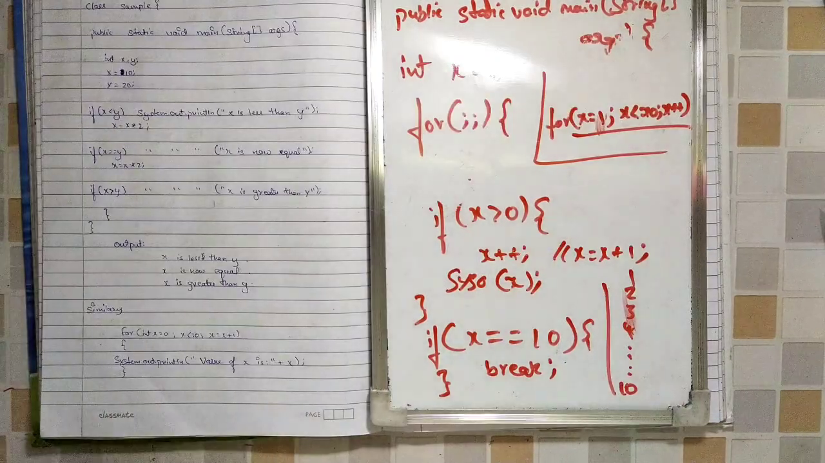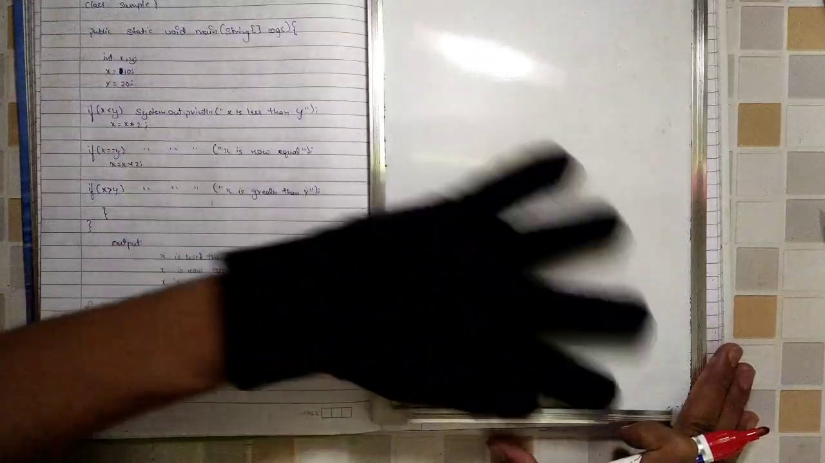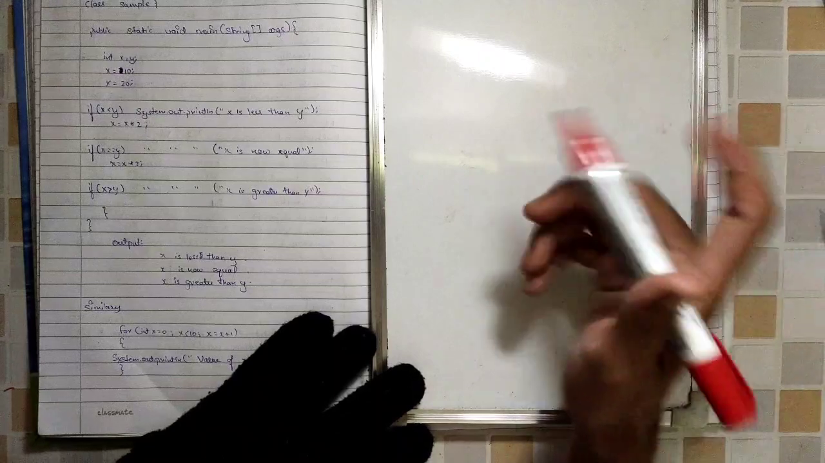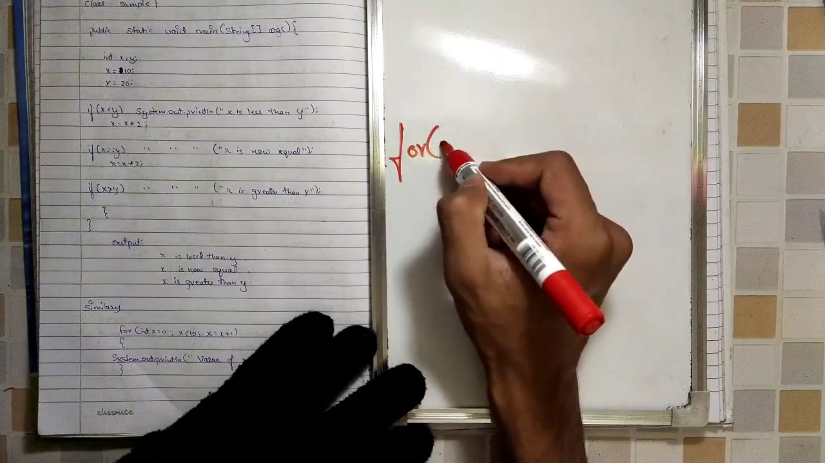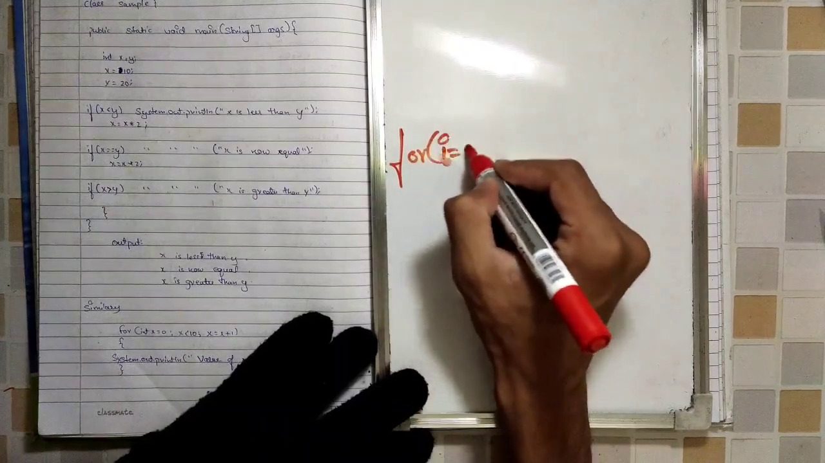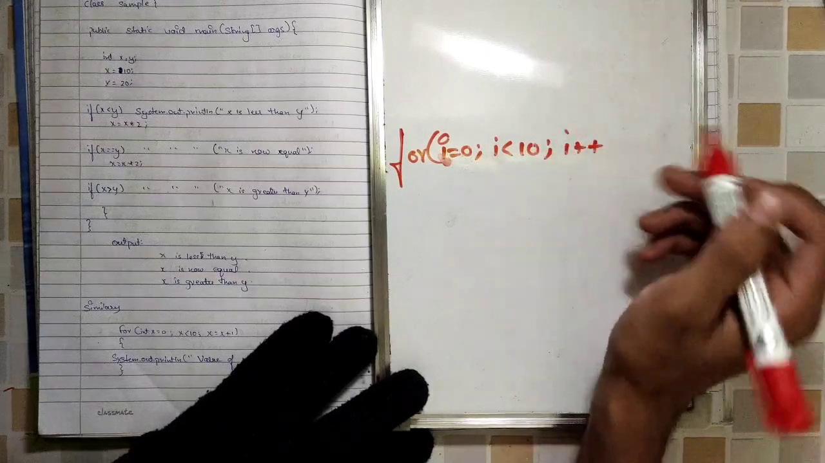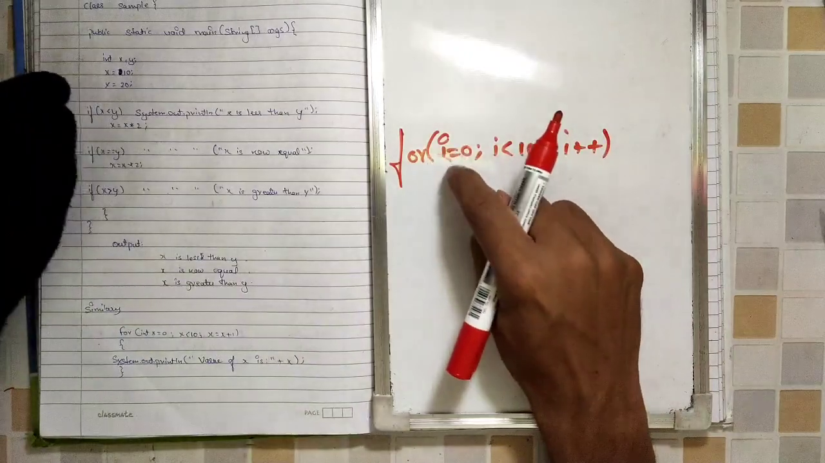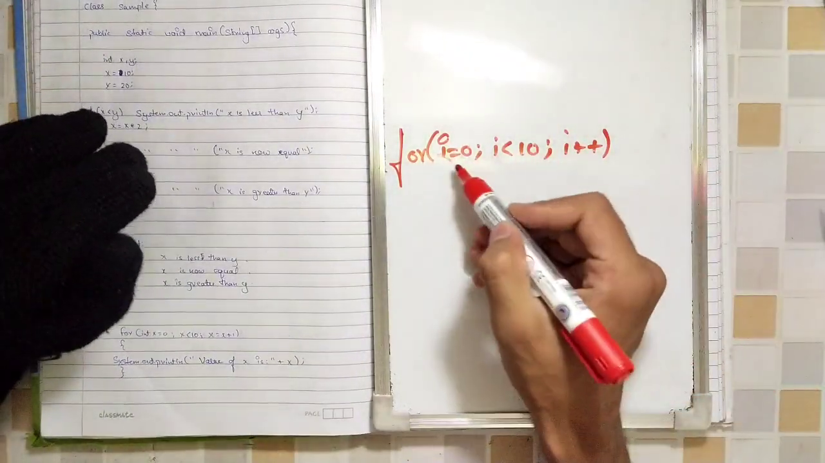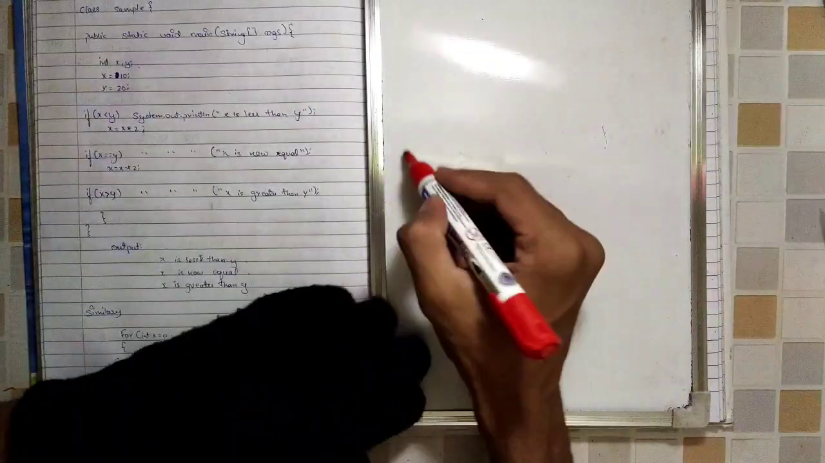Now let us see another version of the for loop, how we can use it. We don't have to study this in much detail, but since we are explaining anyhow, why not. Suppose i equals 0, i less than 10, i++. Now I can also do one more thing here: I can do more than one initialization with the help of a comma. So how can that be done?